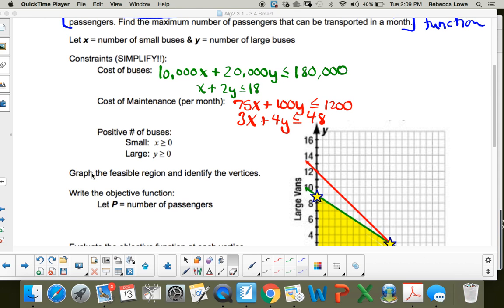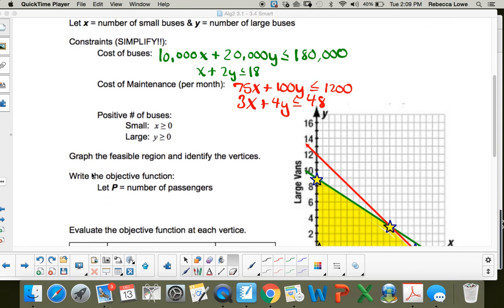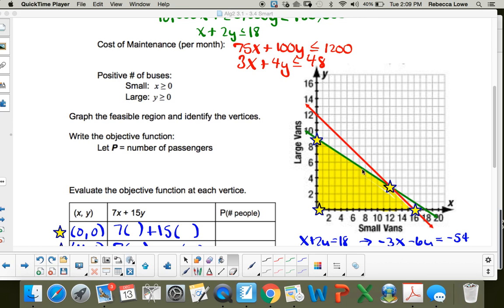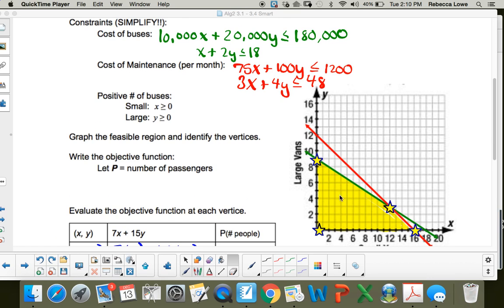So now you're going to graph the feasible region and identify the vertices. You can see I have graphed the red and the shading is below that, and I've graphed the green and the shading is below that, and the feasible region is where the shading overlaps. So that's where I've highlighted in yellow. Any point in this area satisfies those two constraints. So the community can purchase any combination of small and large buses in this area and it'll satisfy their constraint. However, they're looking to maximize the number of passengers, so that's where we get to our objective function.